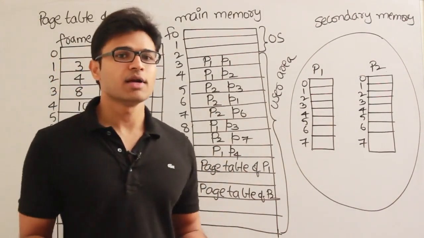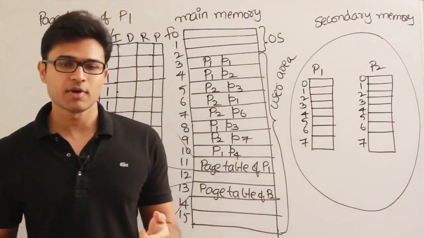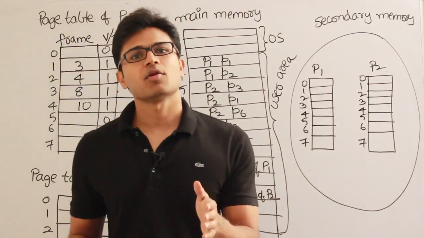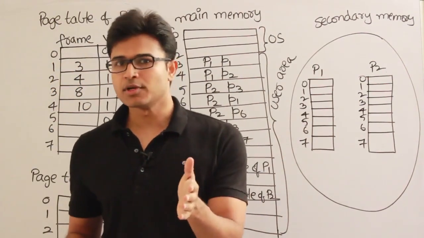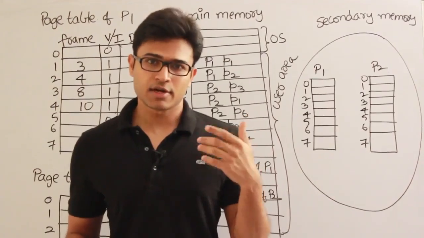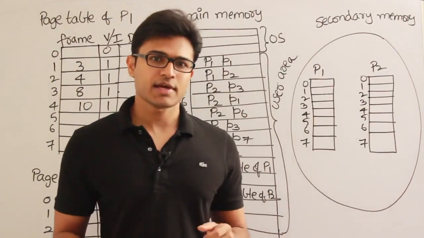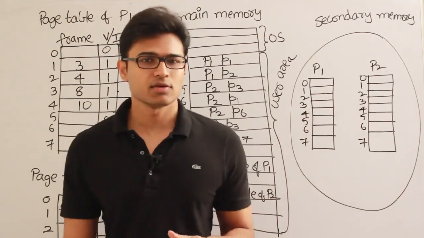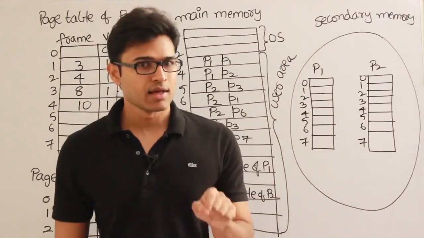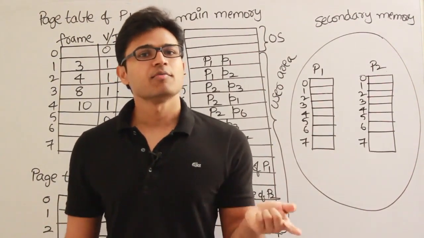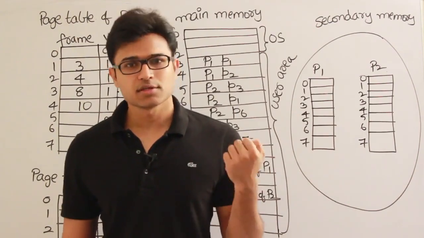Using this, the degree of multi-programming can be increased. What is the degree of multi-programming? At any time, the number of processes residing in the main memory and available for running is the degree of multi-programming. Now, when I put only a part of each process, I can put many processes in the main memory. That is how the degree of multi-programming can be increased. And I already told you that with the degree of multi-programming increased, CPU utilization will increase.